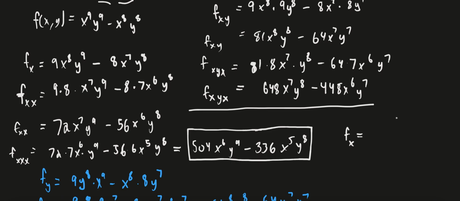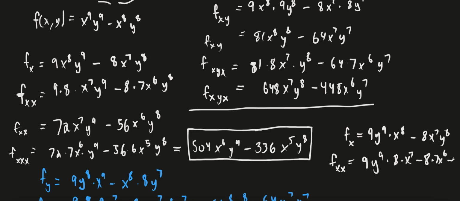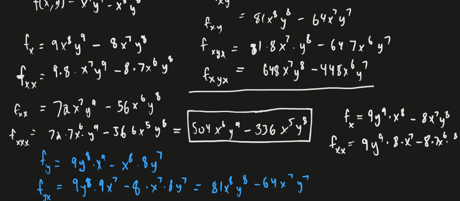That should be a little different, but it'll give you the same thing. So it's going to be 9y to the 9th times 9 times x to the 8th minus 8 x to the 7th y to the 8th. f x x is 9 y to the 9th times 8 times x to the 7th minus 8 times 7 x to the 6th times y to the 8th. f x x y equals 9 times 9y to the 8th times 8 times x to the 7th minus 8 times 7 times x to the 6th times 8y to the 7th.